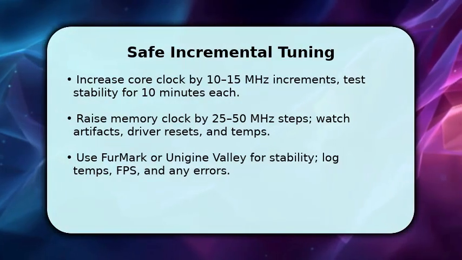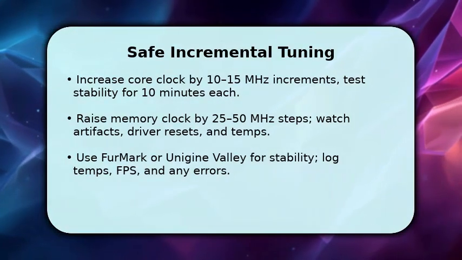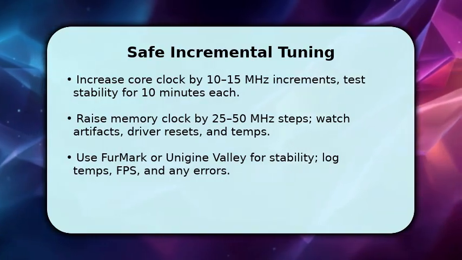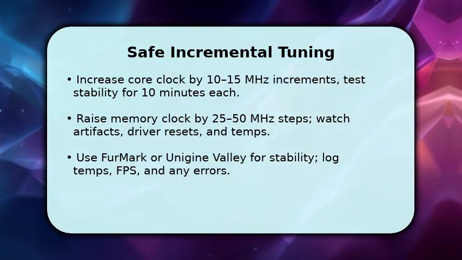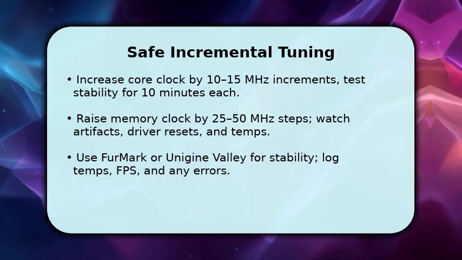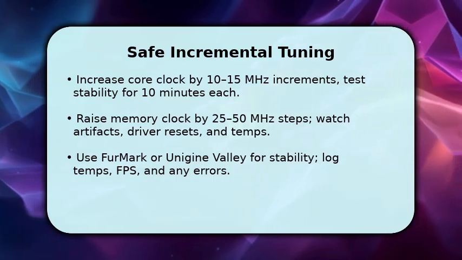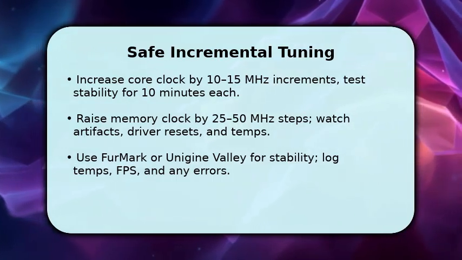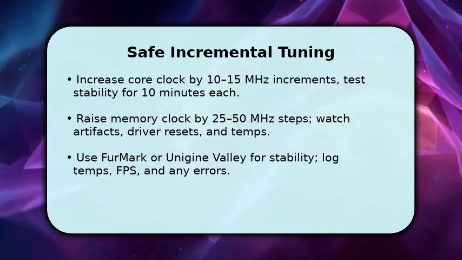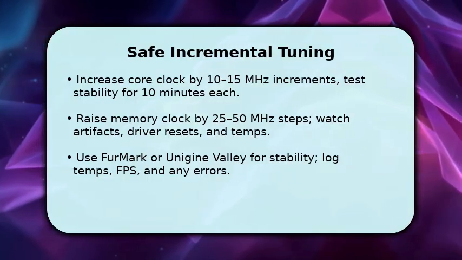Increase the core clock by about 10 to 15 MHz, apply, then run a 10-minute stress test while watching temps and artifacts. If stable, repeat until you see artifacts or crashes, then back off one step. Next, raise memory clock in 25 to 50 MHz steps with the same validation routine.